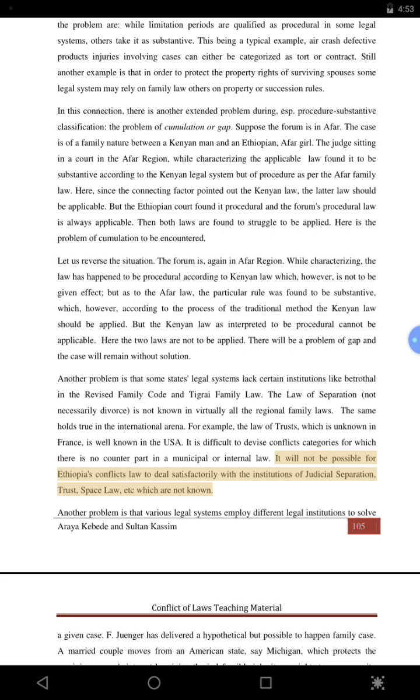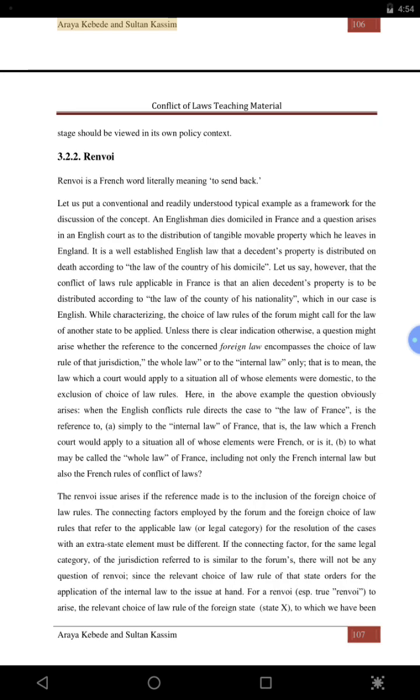It will not be possible for Ethiopia's conflicts law to deal satisfactorily with the institutions of judicial separation, trust, space law, etc., which are not known. Another problem is that various legal systems employ different legal institutions to solve conflict of laws problems.